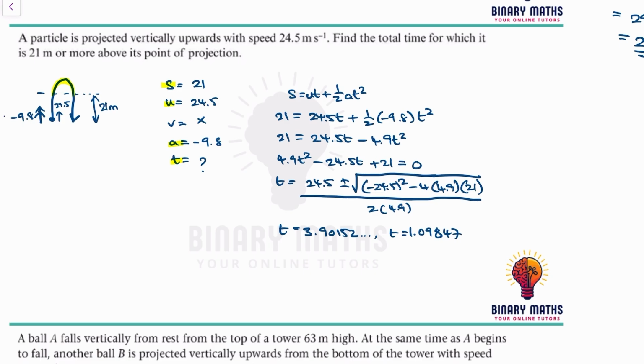So the total time above 21 meters would be equal to 3.90152 take away 1.09847, which is equal to 2.80305, which when rounded to two significant figures is equal to 2.8 seconds.